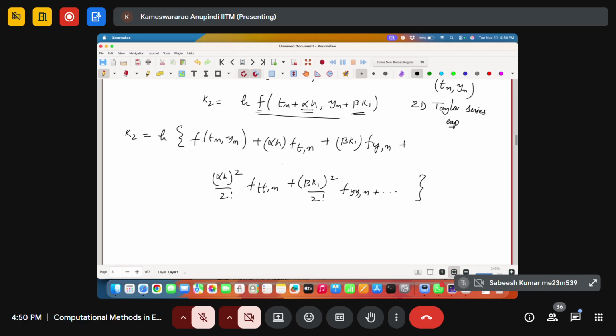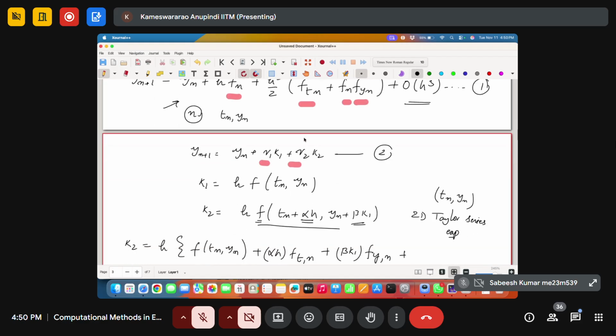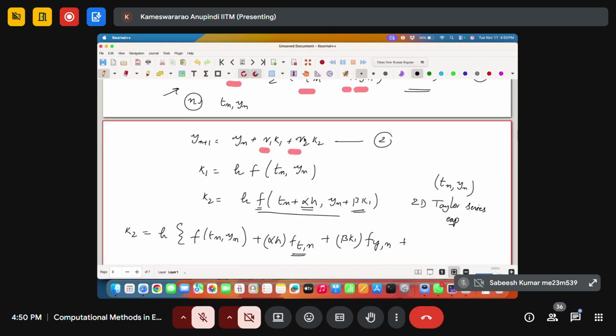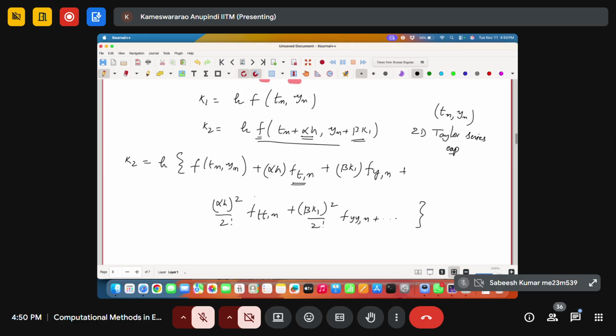K equals this quantity. But what is f_t comma n? f_t comma n is f_t comma n, so we don't have to worry. f_y comma n we also have. Okay, f_tt, I don't want to include these terms because these are h square multiplied with h. That means it's going to be h cube. So I don't want to build a third order global system. I want to just build a second order accurate global system. So I'm going to only consider up to here.